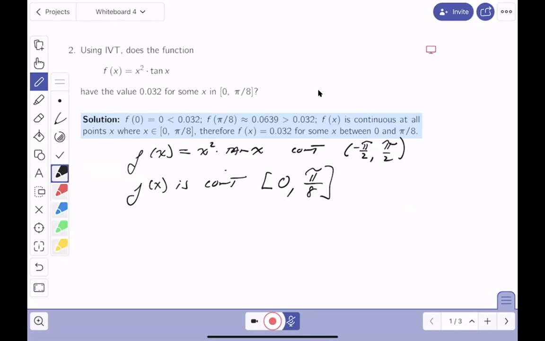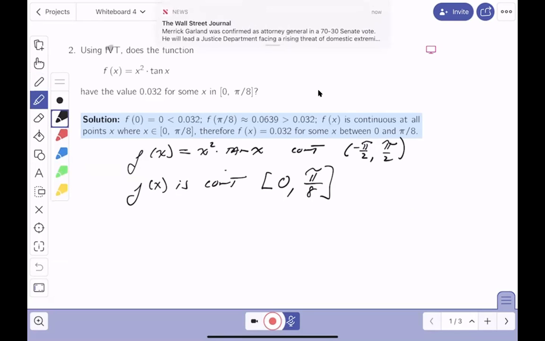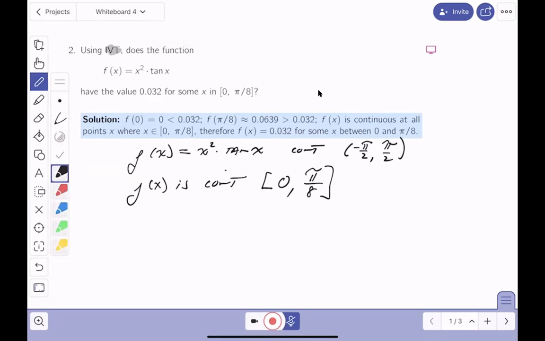So I'm going to write this over here. I'm using the IVT. Let me make sure you know what I mean by that. I'm using the IVT. My guy's continuous. And what I'm going to do is just make a stab at it. I'm going to say 0.032. And I'm going to say, is f evaluated at 0? Well, that was easy. That was 0, right?